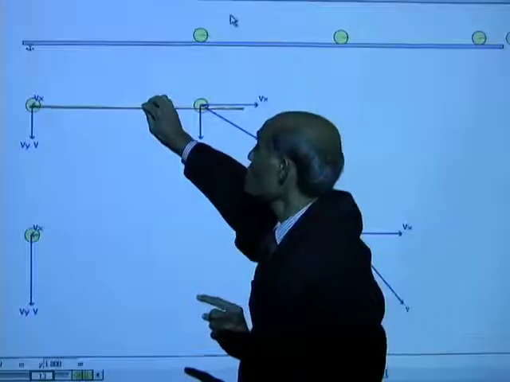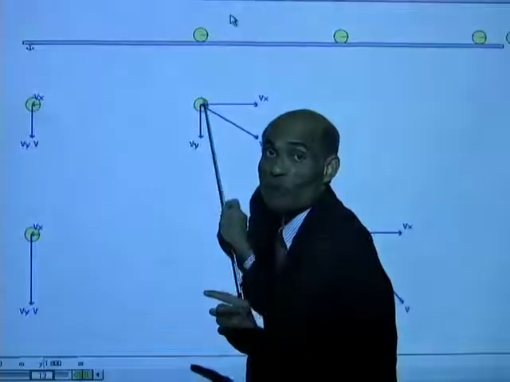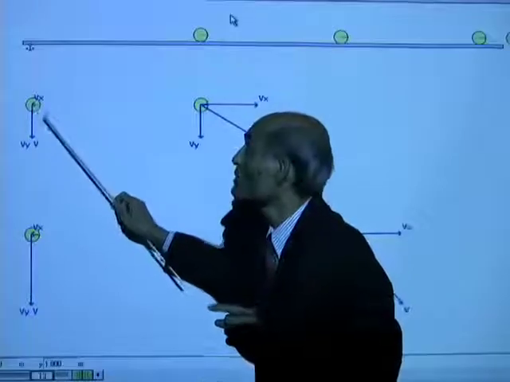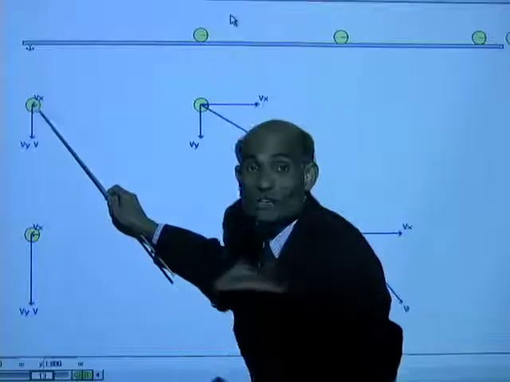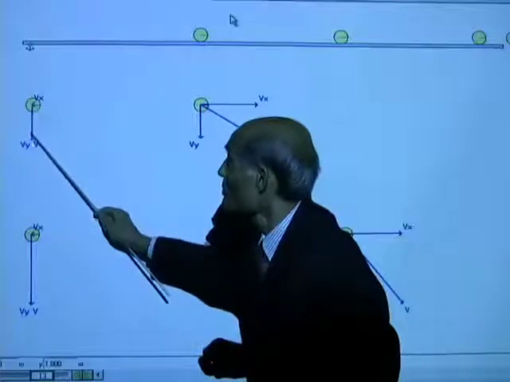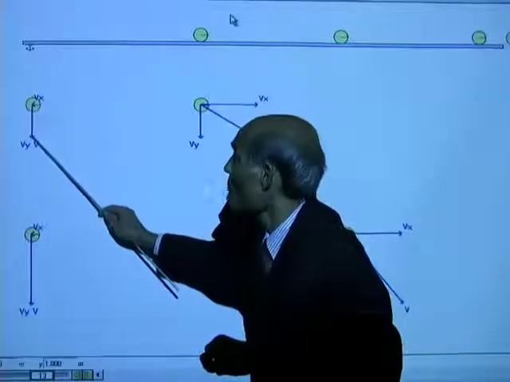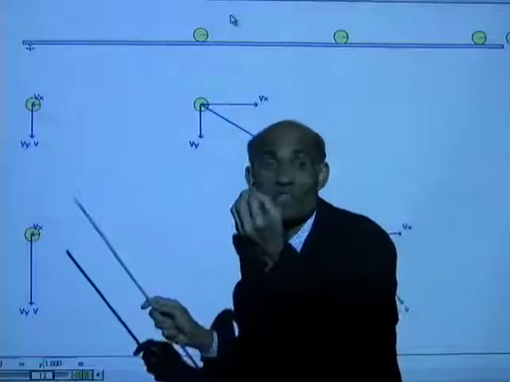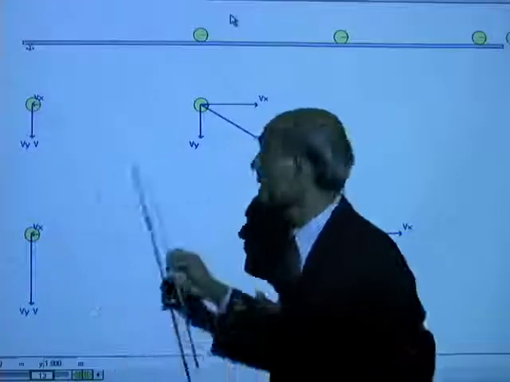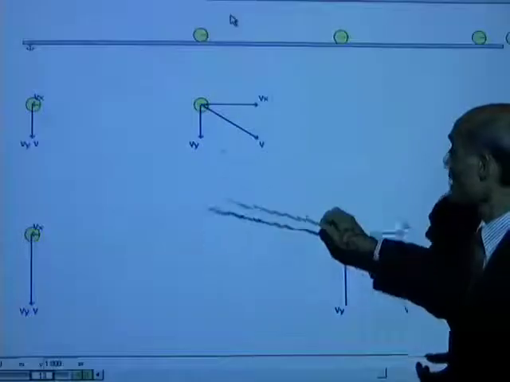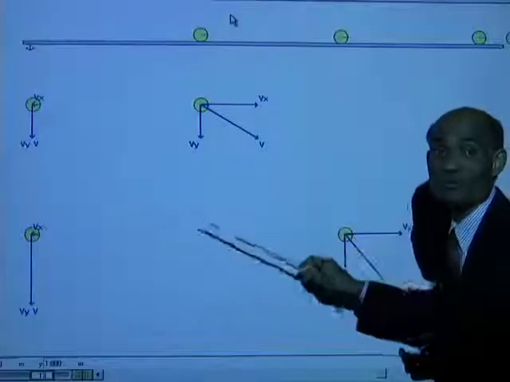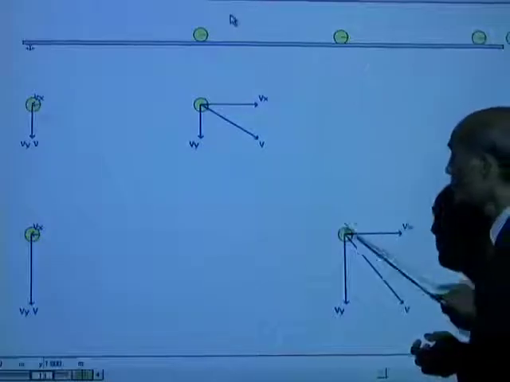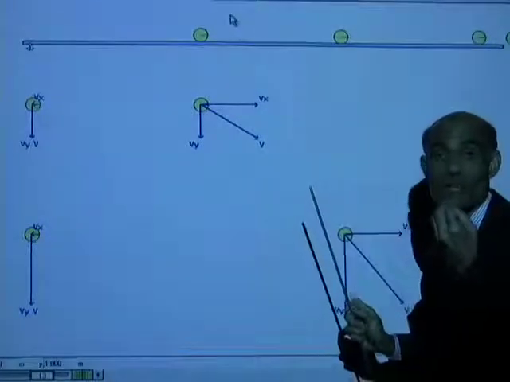Similarly, the vertical motion of the projected ball is exactly the same as the vertical motion of the freely dropped ball. Look at the velocity, the vertical velocity of the dropped ball is exactly the same as the vertical velocity of the projected ball. Now, look at the position after 2 seconds. The vertical position and the horizontal positions are exactly the same.